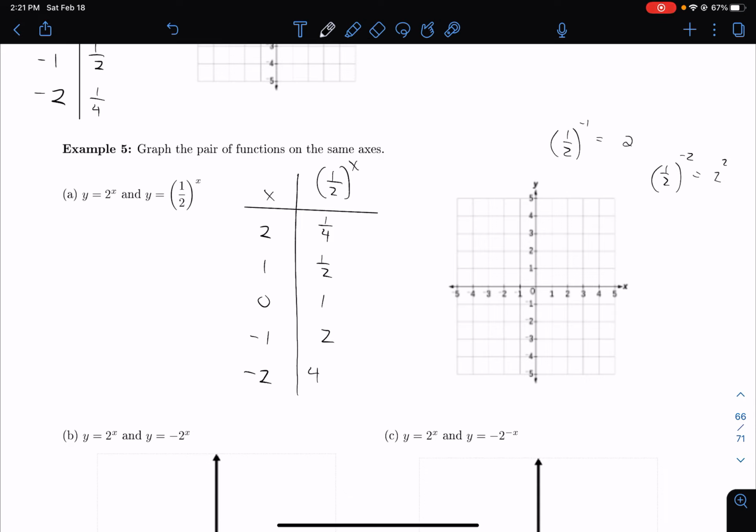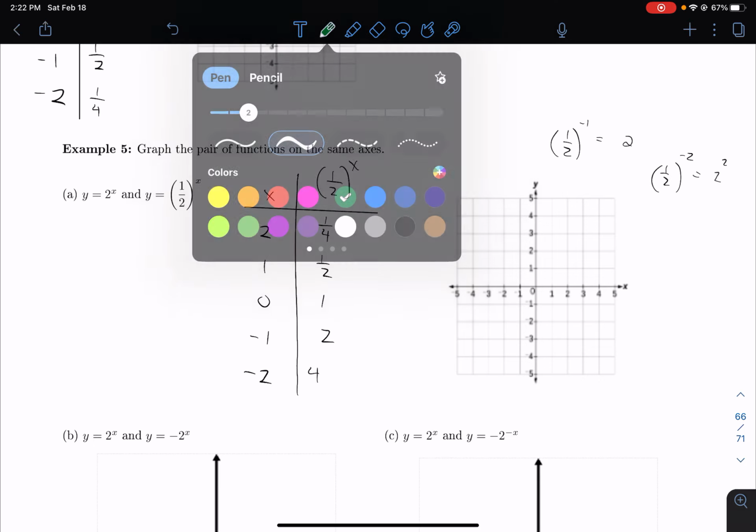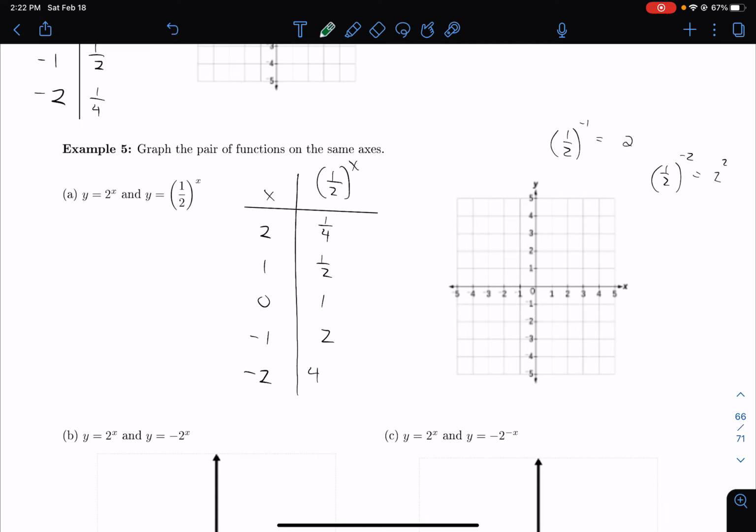Okay, so I'm going to start to plot these 2 graphs. For y equals 2 to the x, we had that one already. Let me just redraw those points. 2, 4. When x is 1, y is 2. 0, 1. -1, 1/2. And then -2, 1/4. Connecting these, we get this exponential growth graph. This is the graph of y equals 2 to the x.